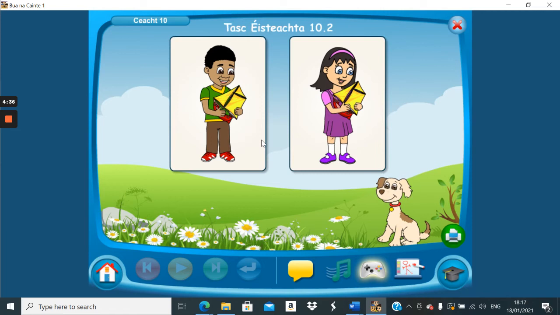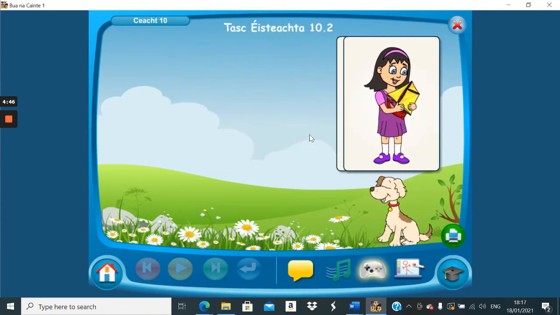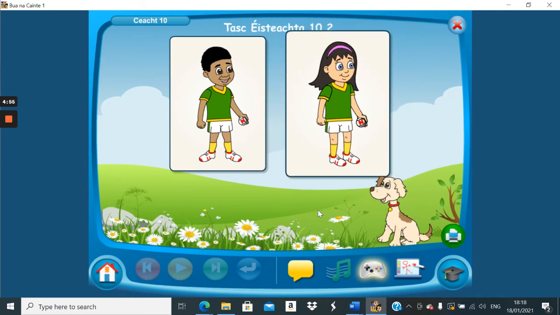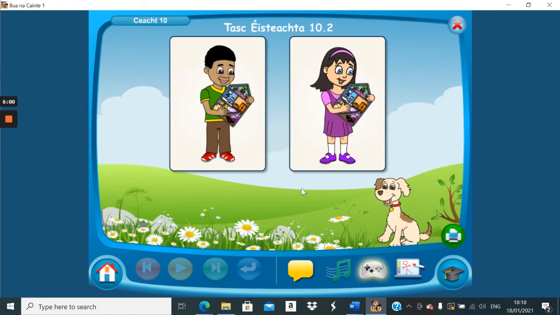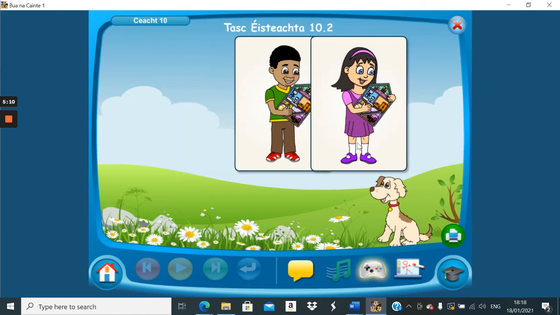Bhí bád aici. Do two more. Bhí slitter aici. We'll keep going until the boy has something.